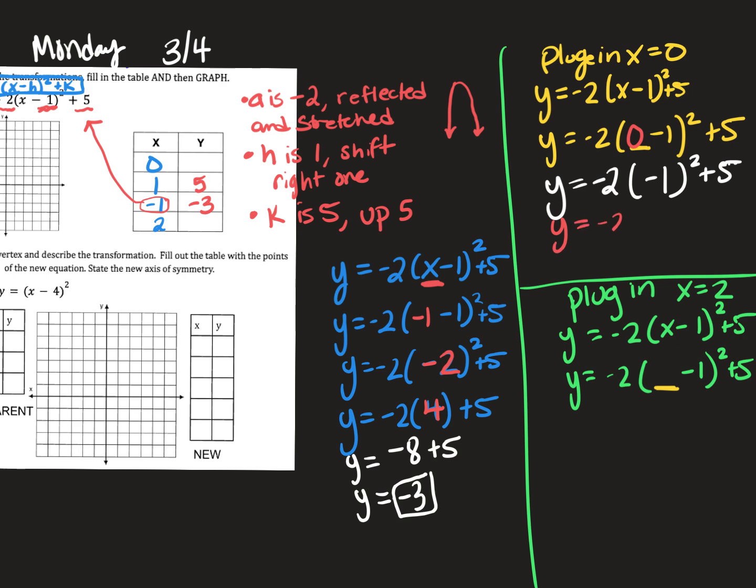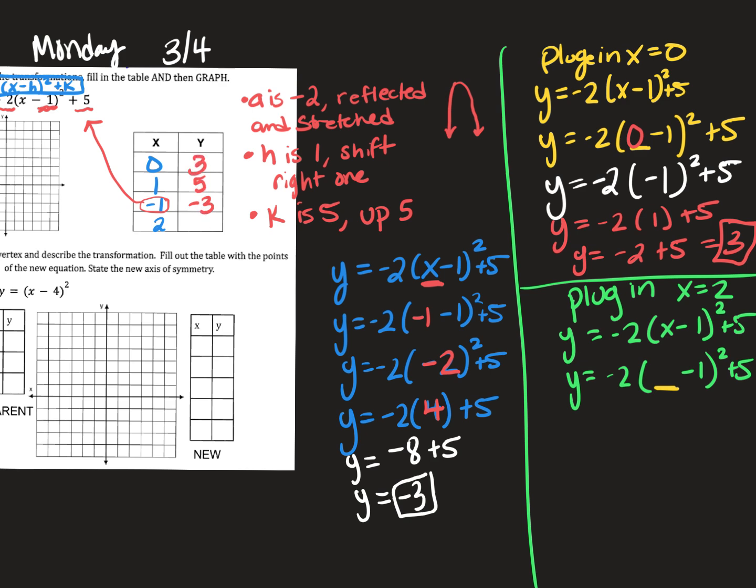So I'm going to rewrite that with 1. Y equals negative 2 times 1 plus 5. And then that negative 2 times 1 is negative 2. Y is equal to negative 2 plus 5. Negative 2 plus 5 is 3. So wherever 0 is on my chart, I'm going to put 3 right there. That's another point on my parabola.